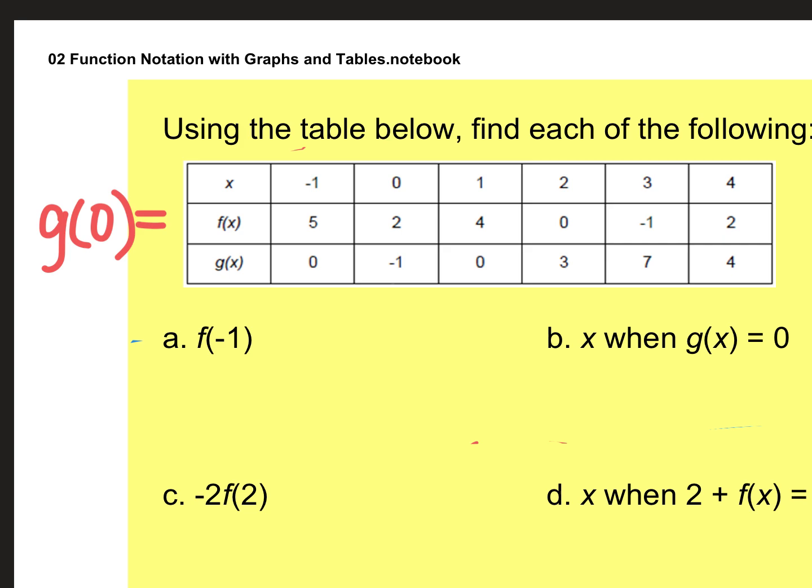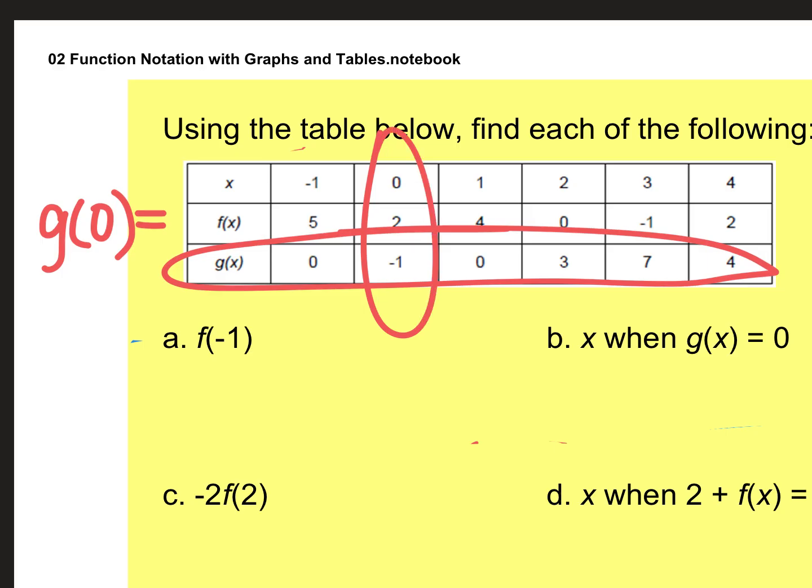This is way easier than so far. What's G of 0? I hope you went G of 0 is -1. Who had -1 as your answer? Nice. Okay.